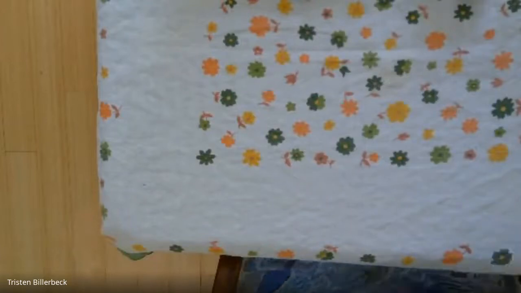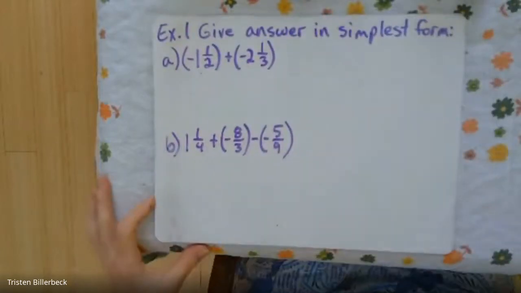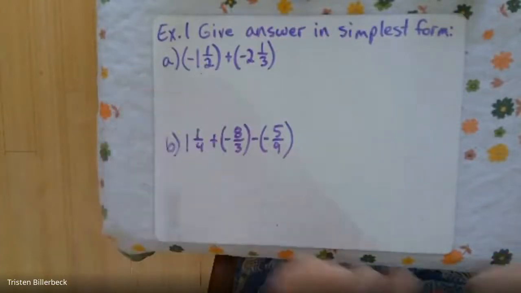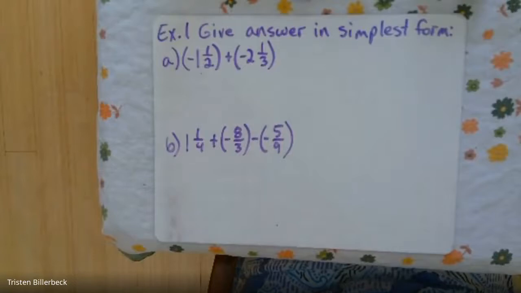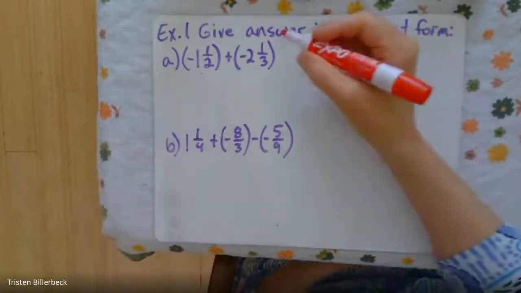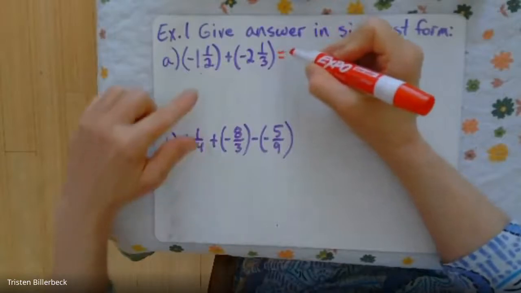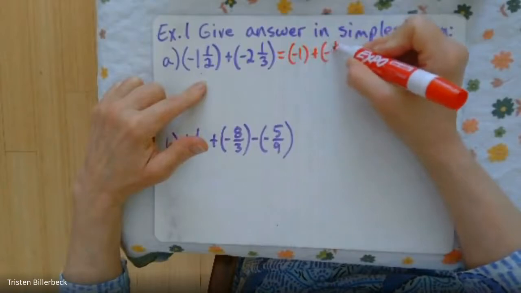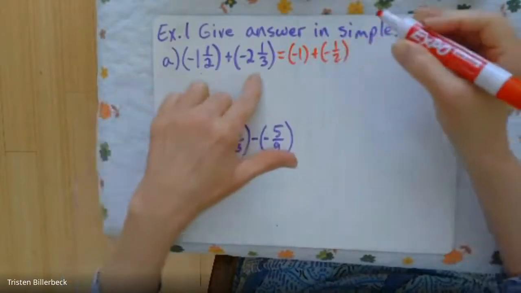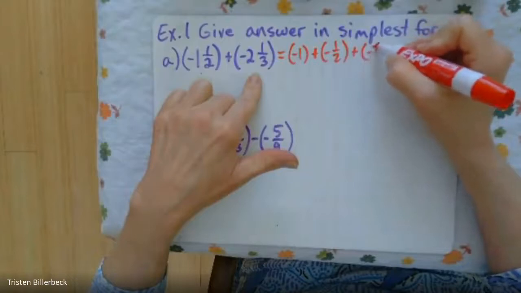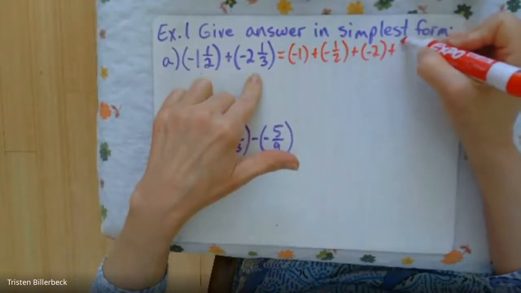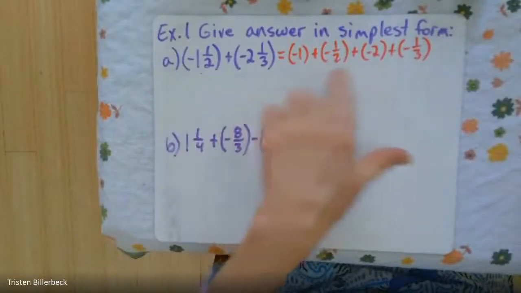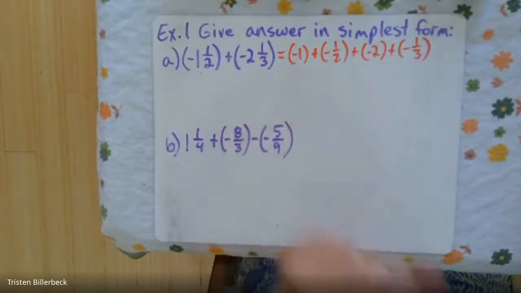Let's do some examples. Fractions. Give the answer in simplest form. When we have fractions like that, there are 2 things we can do. First, we can break this up. That's the same thing as a -1 plus a -1/2, and that's the same thing as a -2 plus a -1/3. Now we can add the integers together, which are much easier to add.